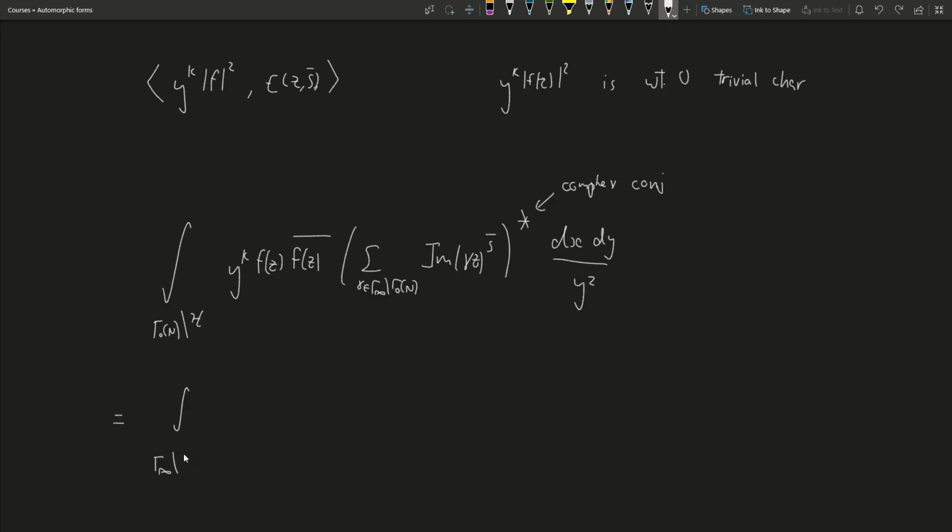the integral over the upper half plane mod gamma infinity, the stabilizer, of y to the k times absolute value of f of z times f of z bar times, and now we have conjugate, so this is just y to the s, dx dy over y squared. And writing out this quotient explicitly, this is the integral with y going from 0 to infinity, and x going from 0 to 1. And here we have f of z, f of z bar, and that's the only x dependence we have. And then we have a y to the s plus k minus 1, dy over y.